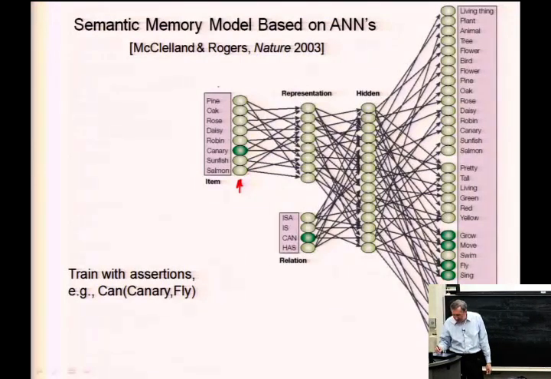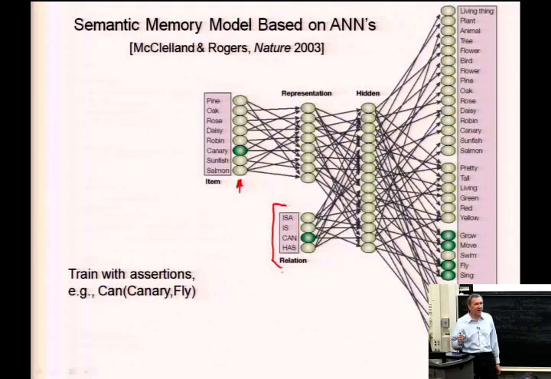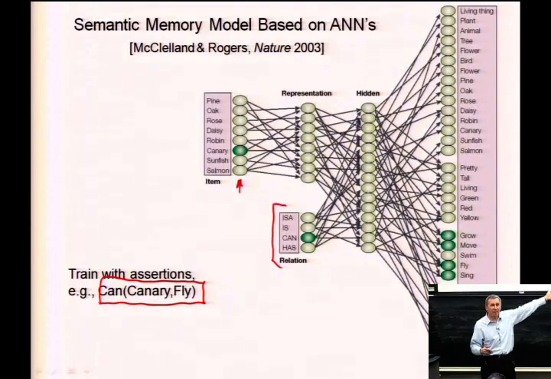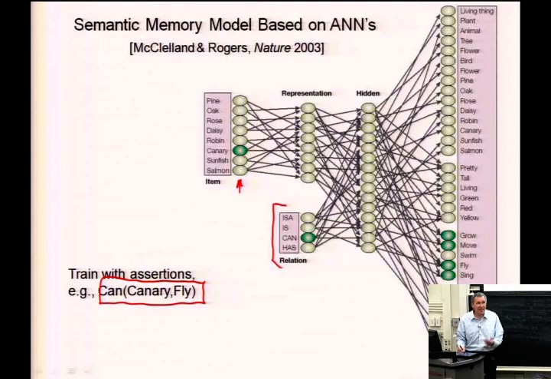This one codes in a 1 out of n fashion an input like pine, oak, rose, daisy, robin, canary, etc. And also an input that encodes the name of some relation, like is a, or has, or can. And the network is trained to fit assertions like this one, which asserts that canaries can fly. And the way that's encoded is shown here. The dark green means that these are activated units. So the dark green ones would be a 1. The others would be a 0.